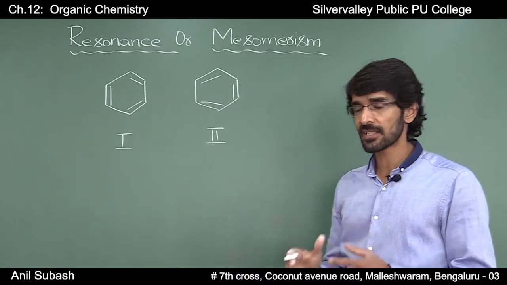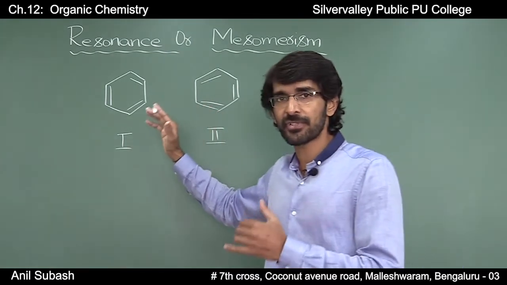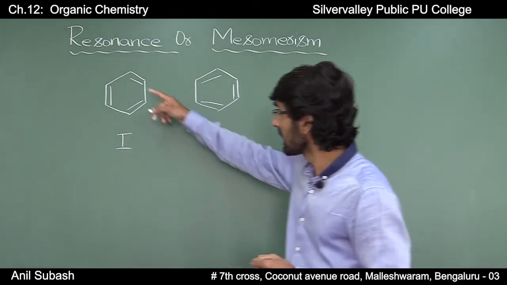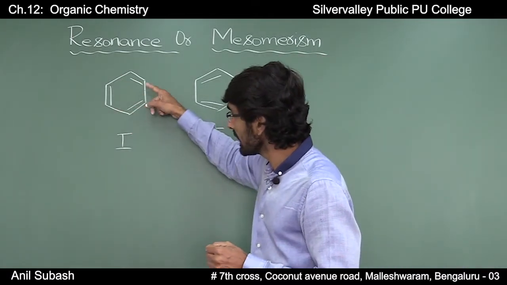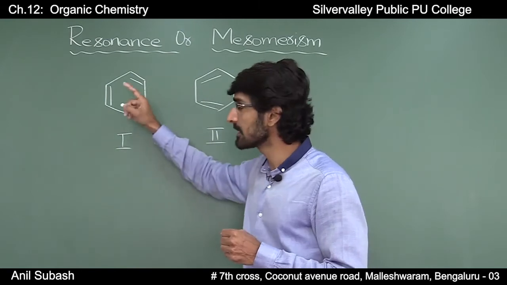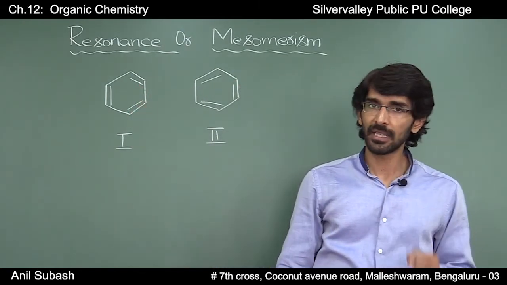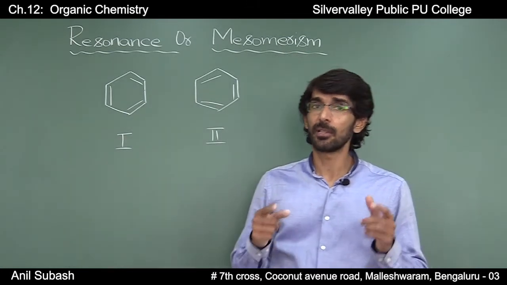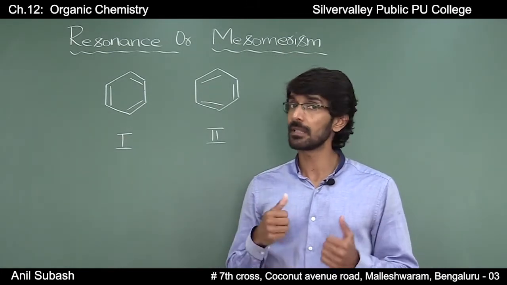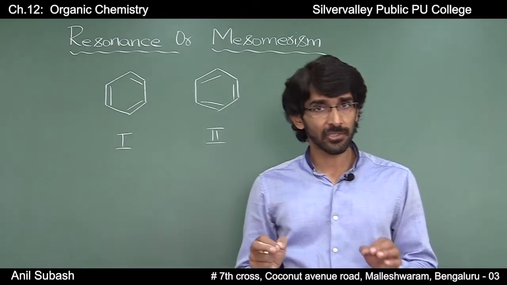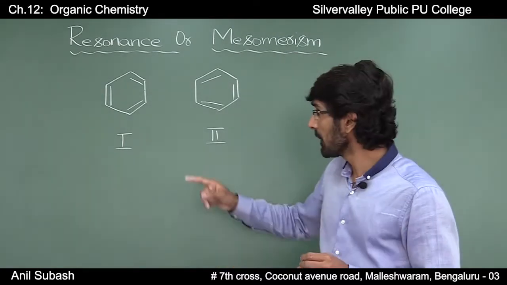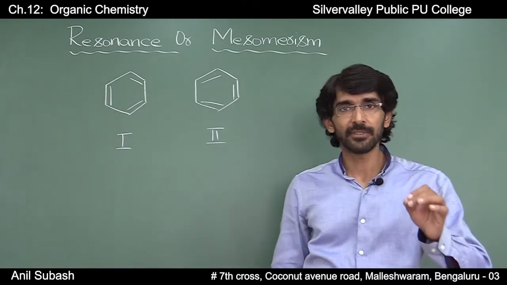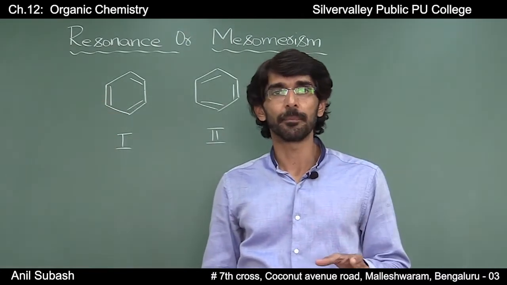Both these structures are not the actual structures of benzene. If you observe here, there are 3 alternate carbon-carbon single bonds and 3 alternate carbon-carbon double bonds. We all know that a carbon-carbon single bond is longer when compared to a carbon-carbon double bond. But in the case of benzene, the carbon-carbon single bonds and carbon-carbon double bonds have the same length.